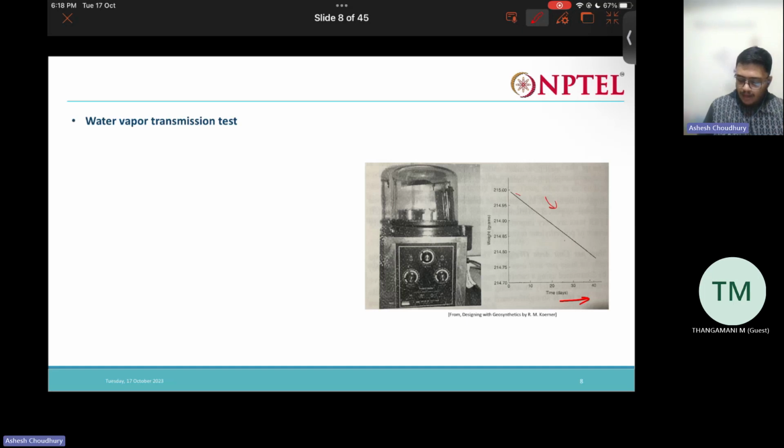Okay. So initially it was 215 grams. In 40 days' time, almost 0.30 gram has reduced. So very little, but some amount of water is coming out. That we have to monitor.